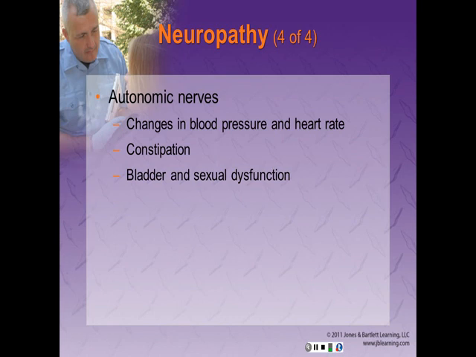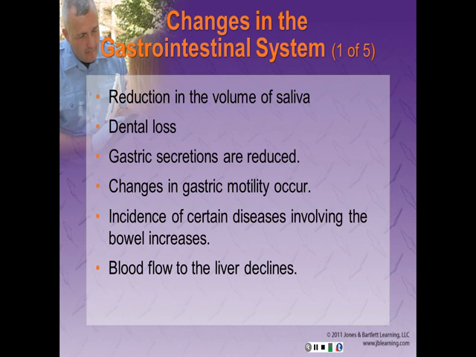Changes in the GI system. Changes in the mouth include a reduction in the volume of saliva with a resulting dryness of the mouth. Dental loss is widespread in the elderly population and contributes to nutritional and digestive problems. Like oral secretions, gastric secretions are reduced as a person ages. Enough acid is still present to produce ulcers under certain conditions. Changes in gastric motility also occur, which may lead to slower gastric emptying.